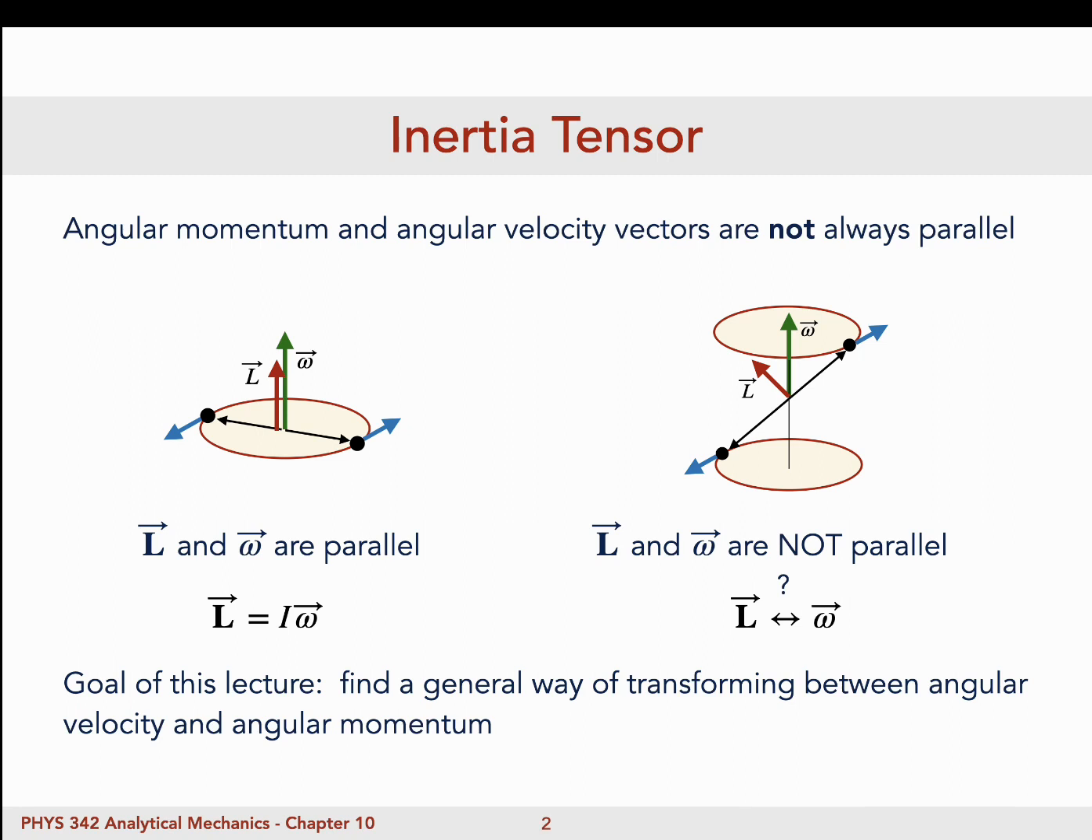So the goal of this lecture is to find a relationship between the angular momentum and the angular velocity that is general. What we're going to find is that instead of having a constant proportionality, we're going to find a quantity that is called a tensor that relates the two vectors.